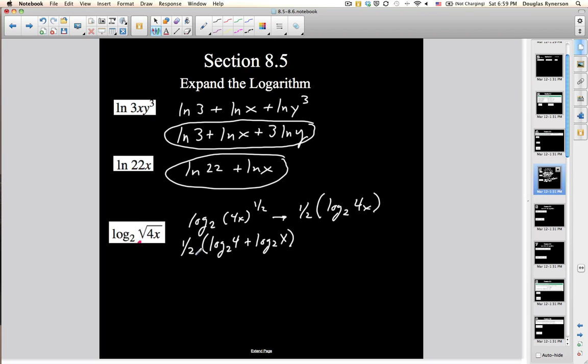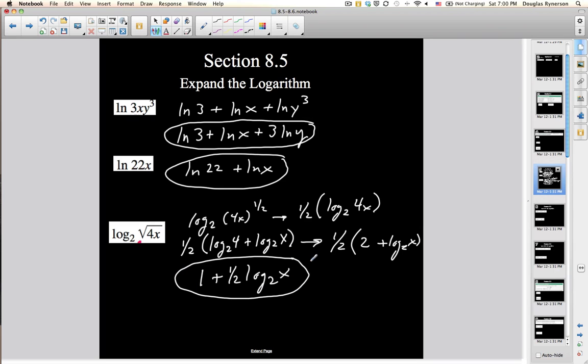And log base 2 of 4 is 2, right? Because 2 to the second power is equal to 4. So that's 2 plus log base 2 of x. And then finally, if I distribute the 1/2, 1/2 times 2 is 1, plus 1/2 times log base 2 of x. And this has been fully simplified now.